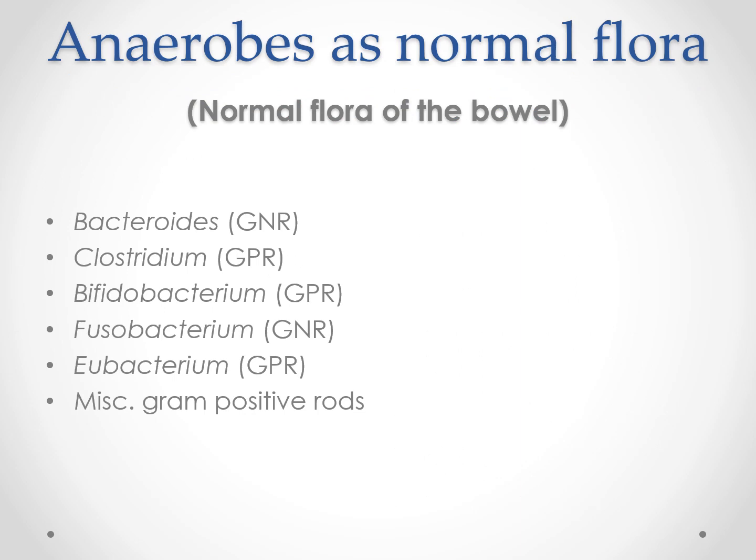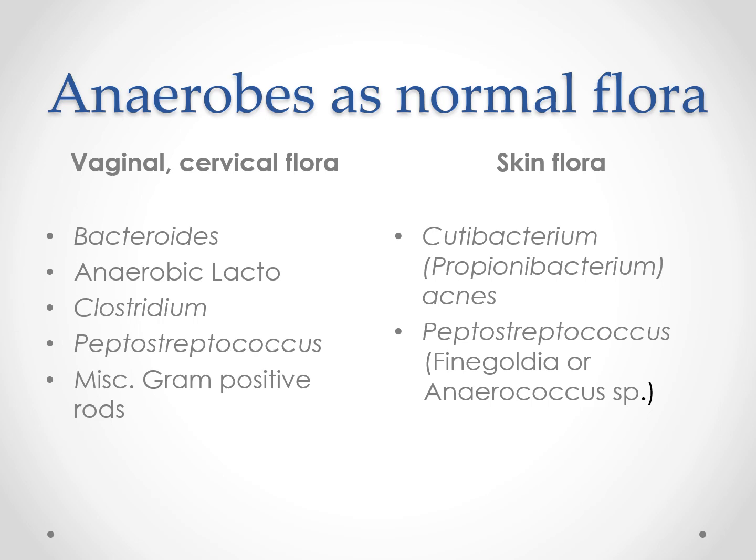Anaerobes can also be normal flora of the bowel or colon. This would include organisms such as Bacteroides, Clostridium, Bifidobacterium, Fusobacterium, Eubacterium, and then other miscellaneous gram-positive rods that are anaerobes, including diphtheroids and lactobacillus. Anaerobes are normal flora of the vagina, including Bacteroides, anaerobic lactobacillus, Clostridium, Peptostreptococcus, and miscellaneous gram-positive rods such as diphtheroids, and also Mobiluncus. Then we have normal anaerobic flora of the skin, which would include Cutibacterium and Peptostreptococcus.